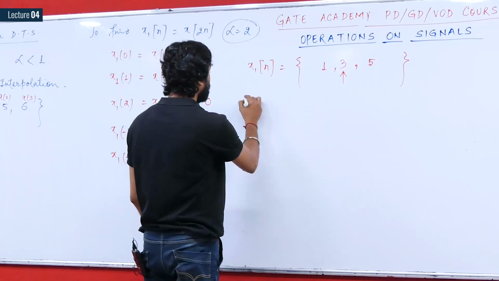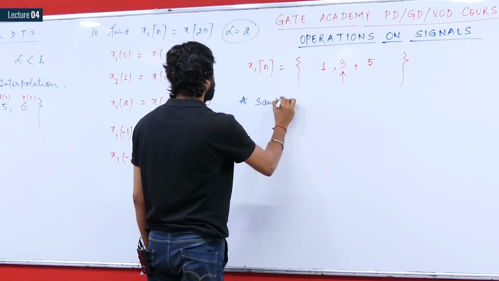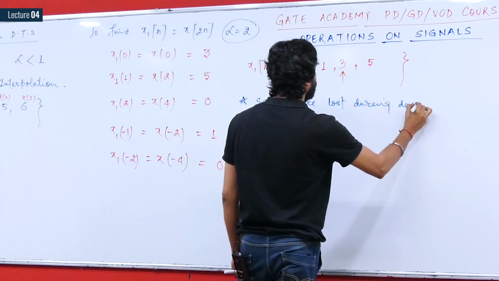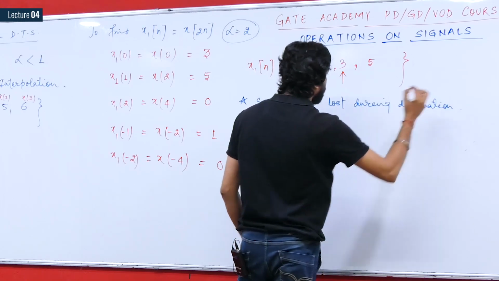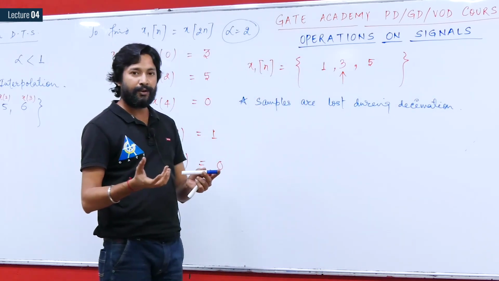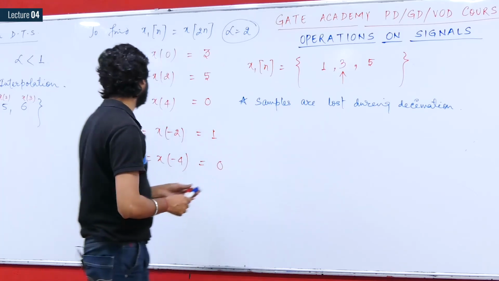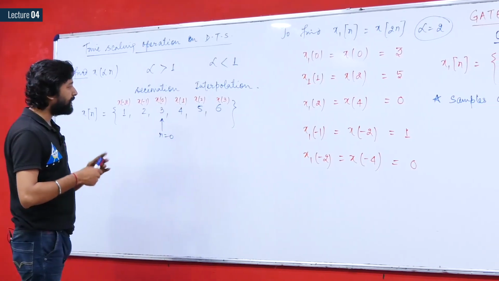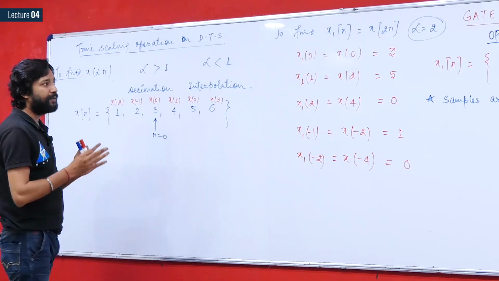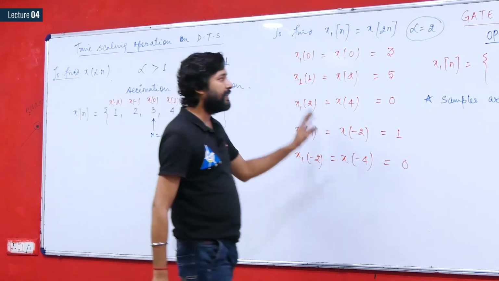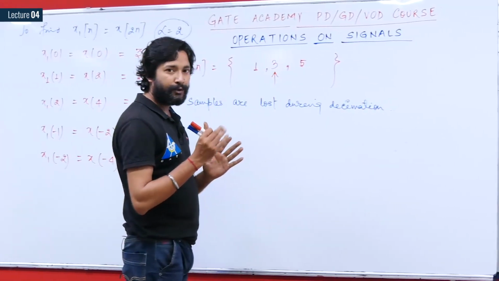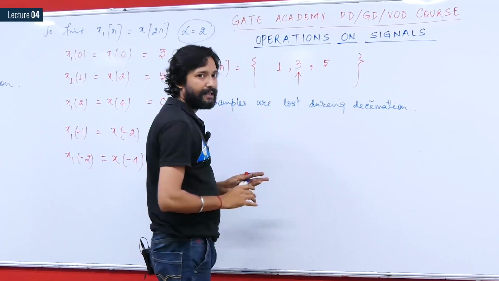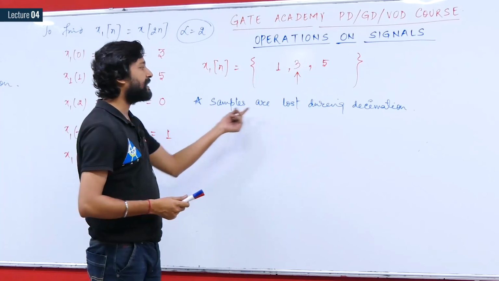It is important that samples are lost during decimation. That is, there is no procedure by which you can obtain the samples that were lost. We now have only 3 values, 1, 3 and 5, so we don't know what values have escaped. Once you have decimated this signal and obtained 1, 3 and 5, there is no procedure by which you can recover the actual signal x of n. So during decimation, the samples are lost.